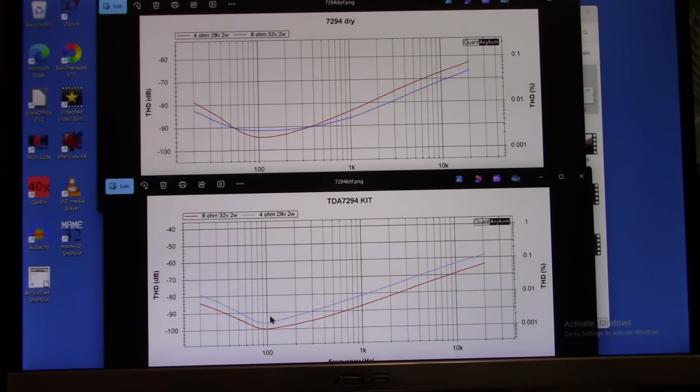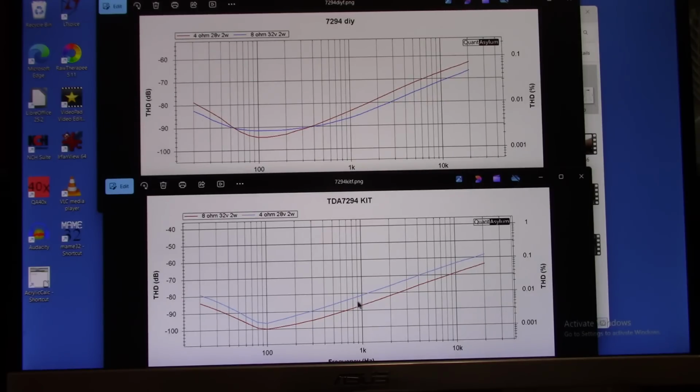Now with the 7294 on the kit board, our 4 ohm line is going ever so slightly above 0.1, and it's pretty much the same at 20. At 8 ohms we're bottoming out right at the 0.001 line. But what's interesting with these chips, their lowest distortion point is around 100 hertz.